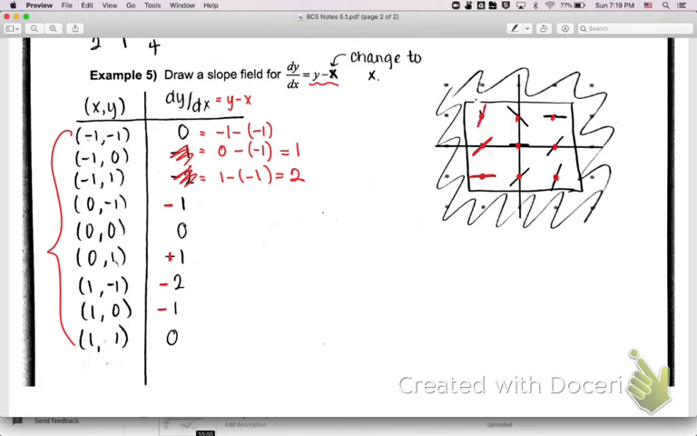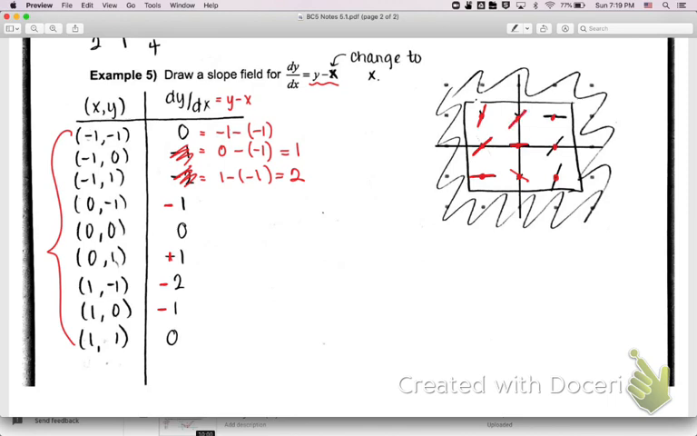Then we've got this one is also not going to be correct. This one should be positive 2. Then we get at (0, -1), this one should go the other way. (-1, 0) is correct. And then this one should also go the other way. And all of these other ones should flip around too.